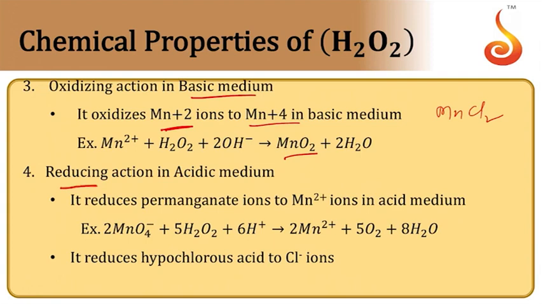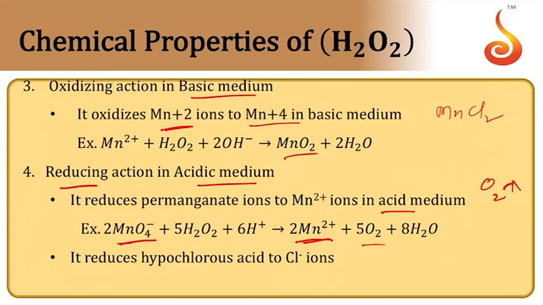When it comes to the reducing action in acidic medium first, it reduces MnO4 minus, that is potassium permanganate, to Mn plus 2. This happens in the acidic medium. Acidic medium, MnO4 minus becomes Mn plus 2. In the reducing actions, we can observe one point: oxygen gas gets liberated in all these reactions in the reducing property.